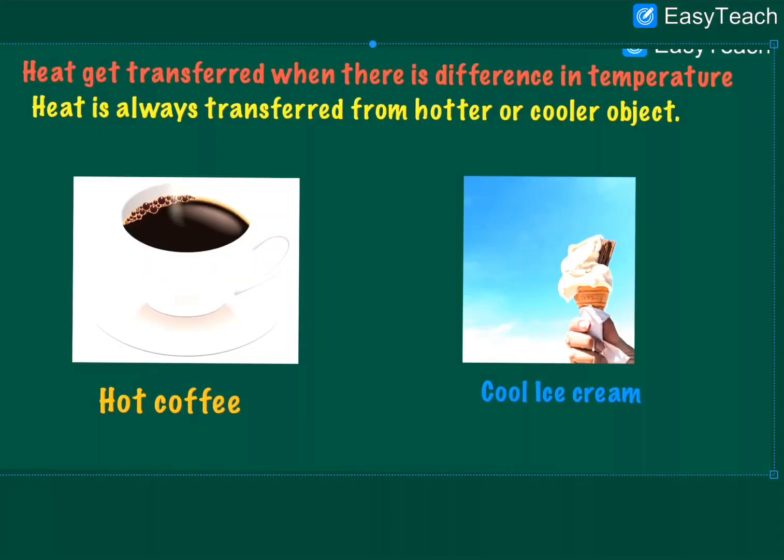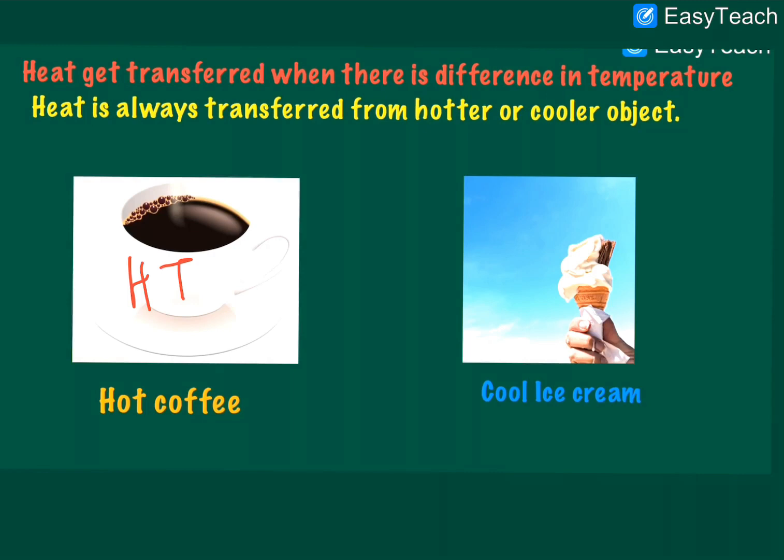To understand how heat gets transferred, let us take a few examples. The example of hot coffee and cool ice cream will be very appropriate in this case. As we all know, heat is a type of energy, and this energy can be measured in terms of temperature. This means that the one which is hot will have high temperature, and the one which is comparatively cooler will have low temperature.